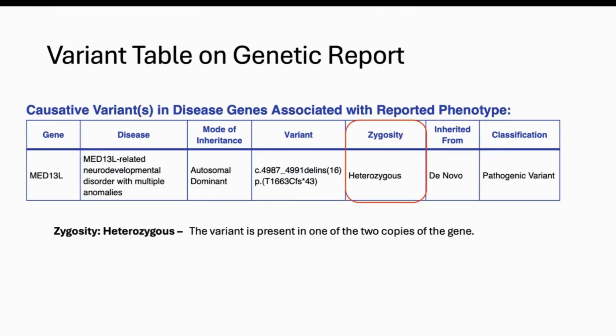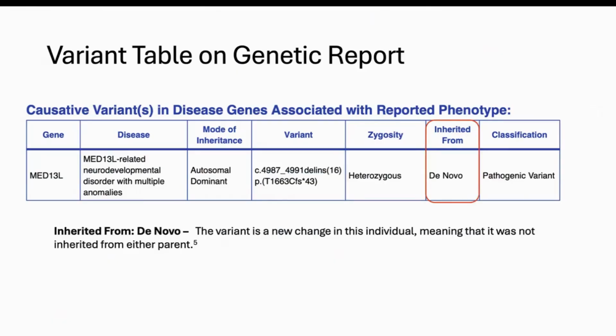For the zygosity column, we have heterozygous, which means that the variant is present in one of the two copies of the gene. In the inherited from column, it says de novo. This means that the variant is a new change in this individual, so it was not inherited from either parent.